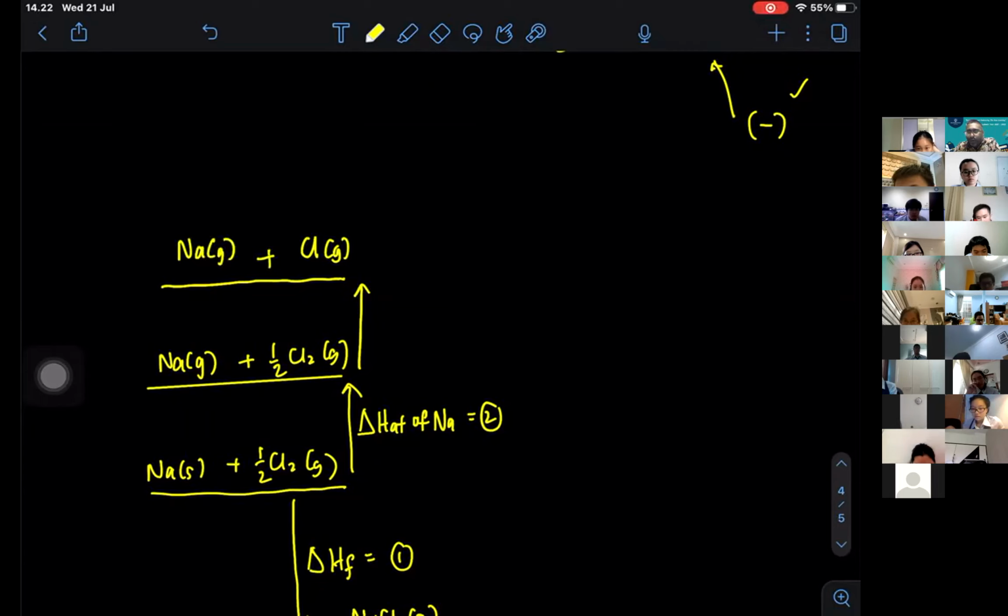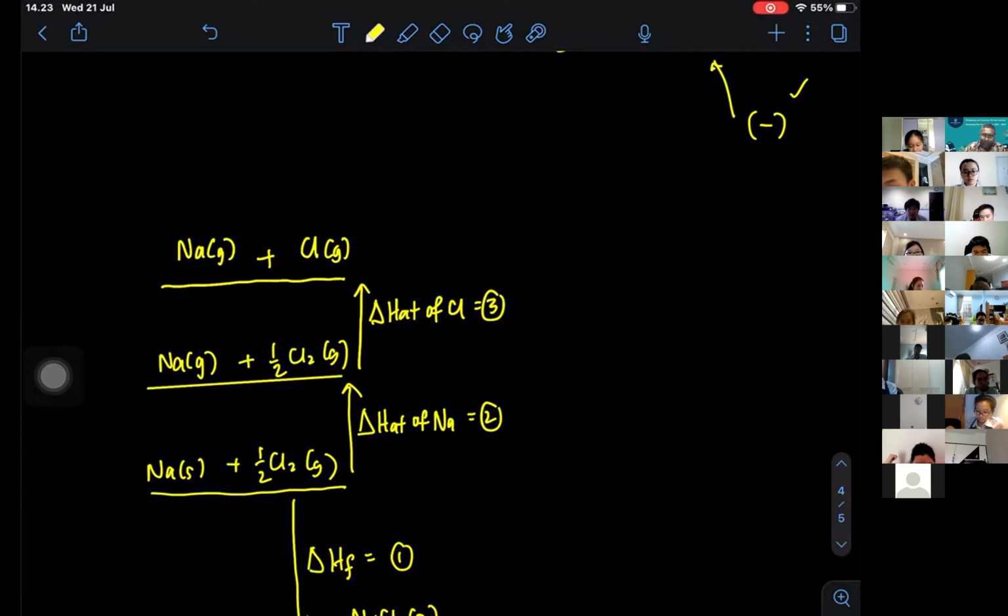Okay, so how come Cl2 becomes Cl only? Because of the half. So it's going to change into one single atom of Cl. So this is going to be the enthalpy of atomization of Cl. I'm going to give it as number 3. Why? Because this is also going to be endothermic. You're breaking bonds.